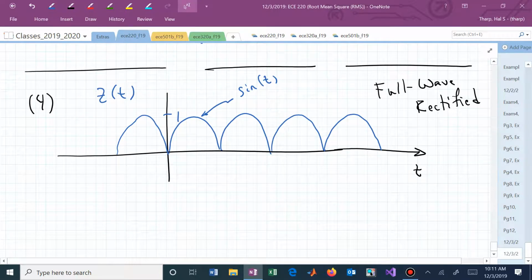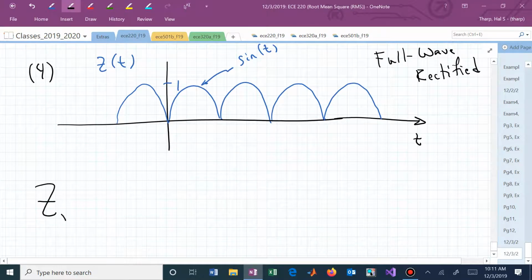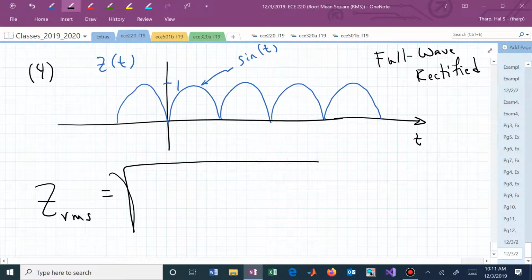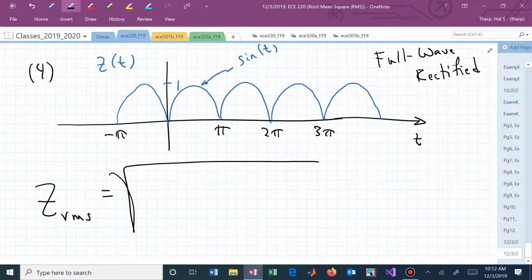And what is the RMS value of that z of t? Take the square root. And maybe I should have labeled this. The period, pi.